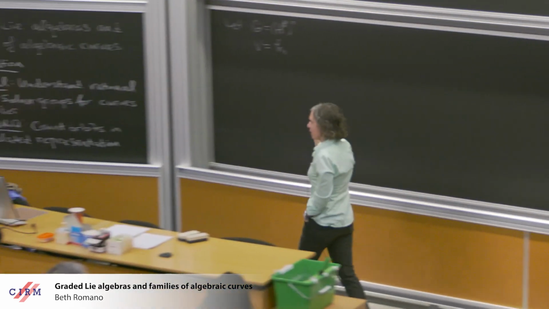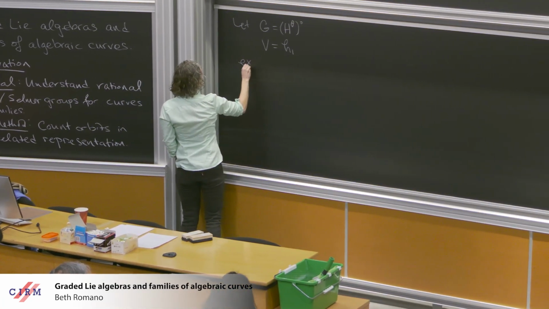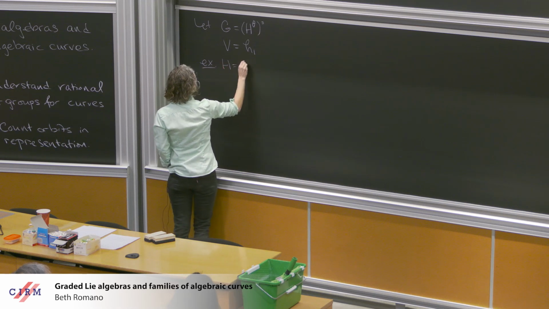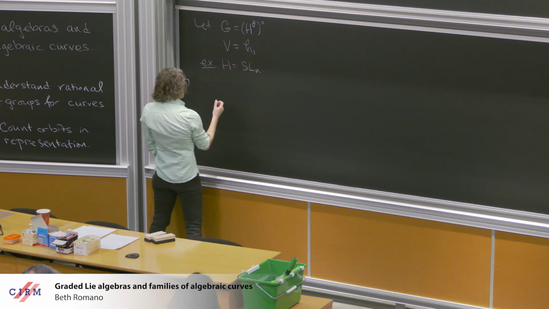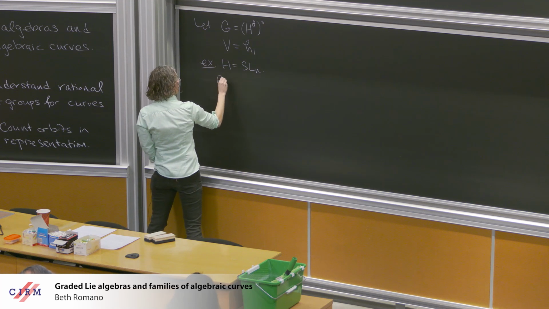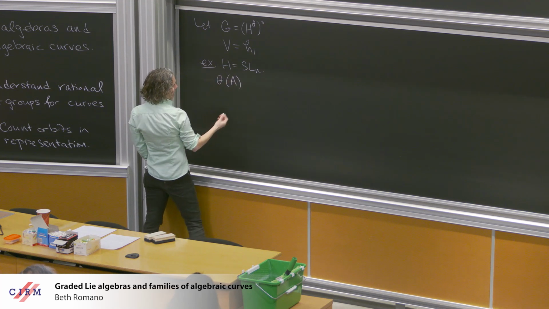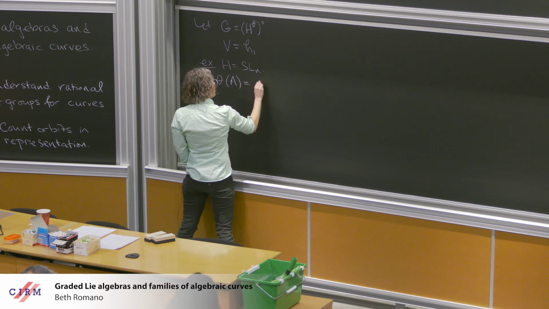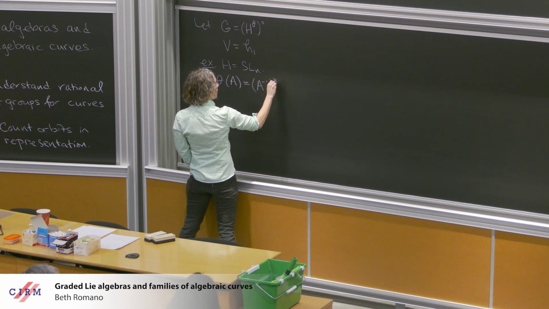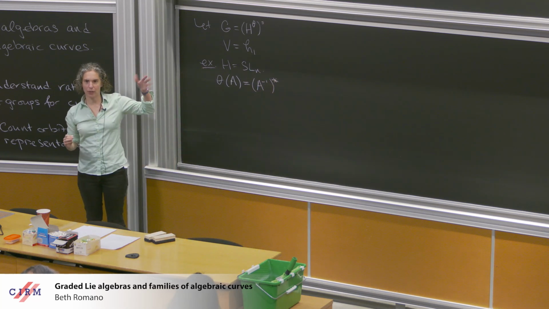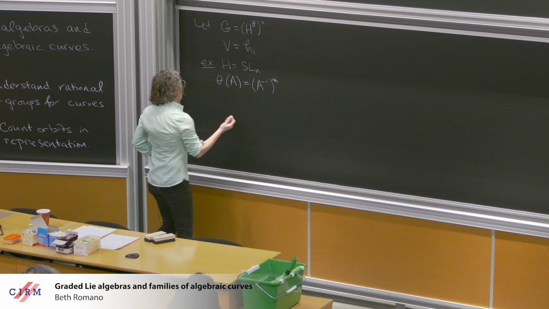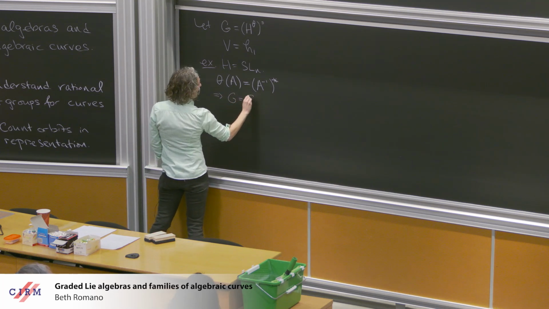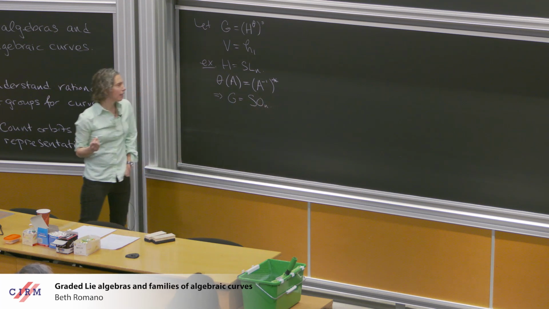Let's do an example so that this becomes more clear. Let's start with SLN, and let theta be defined by theta of an n by n matrix A equal to the inverse of A reflected over the anti-diagonal. Then if you look at the fixed points, you get SON, split SON.